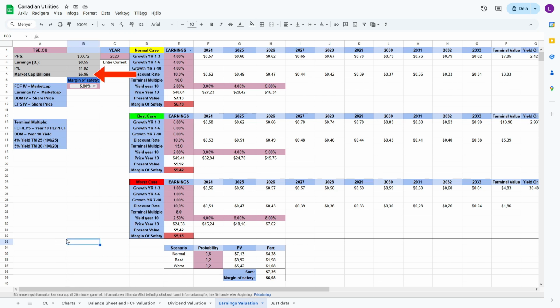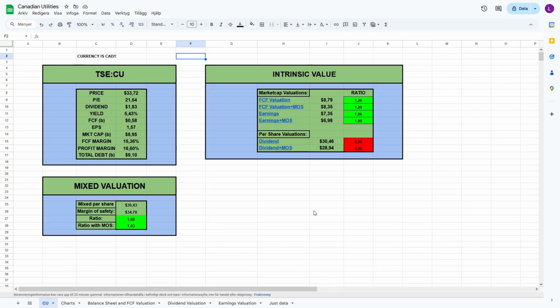So if we head back to the main page, we can see the valuations and what I call a ratio. If a number is highlighted with green, that valuation is undervalued. If it's red, it's overvalued. We can also see a mixed valuation at the bottom, where we take all the valuations and make an average. This is calculated per share, so the billion numbers get calculated to per share. And those are the numbers.